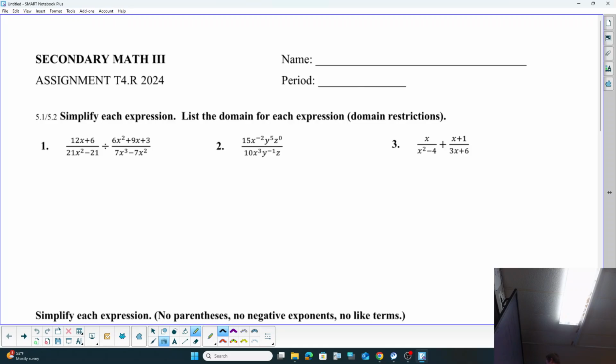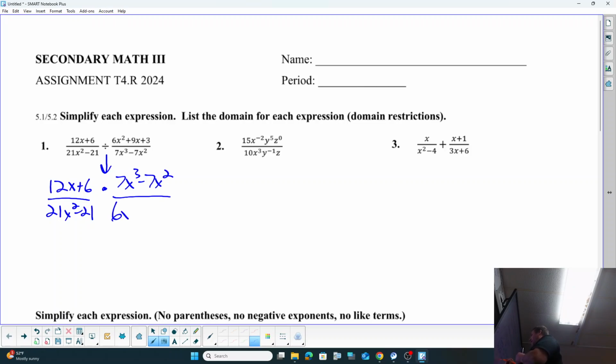Okay, so we are looking at T4 right now, and it's our final review, guys. You made it, you're there. Do you remember how to keep, change, flip? What does division become? Division becomes multiplication. So you keep the first fraction, then you change it to multiplication and you flip the second one. Nice.